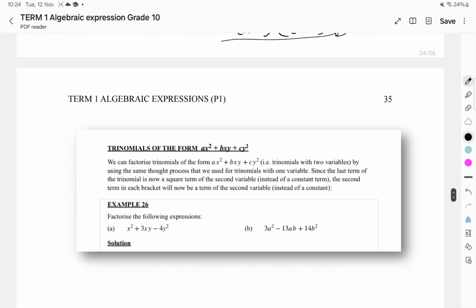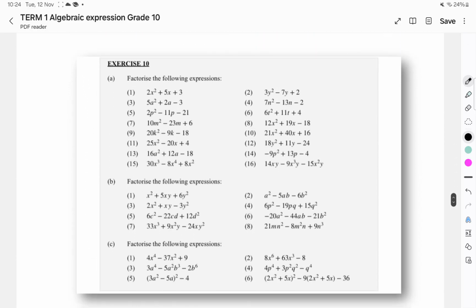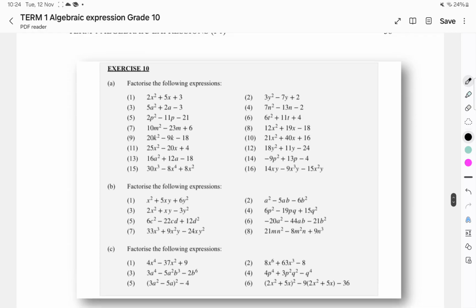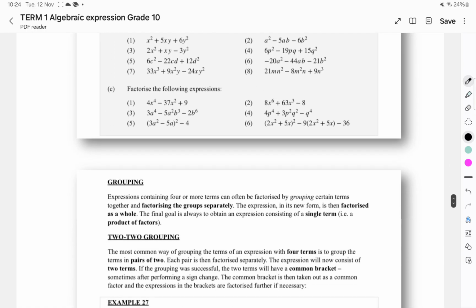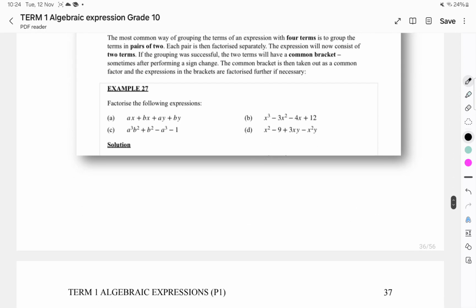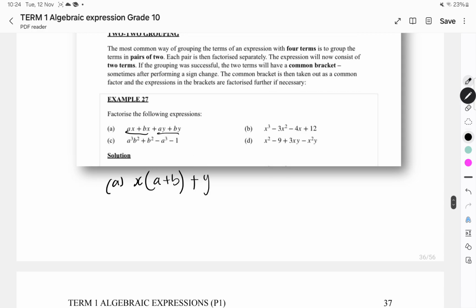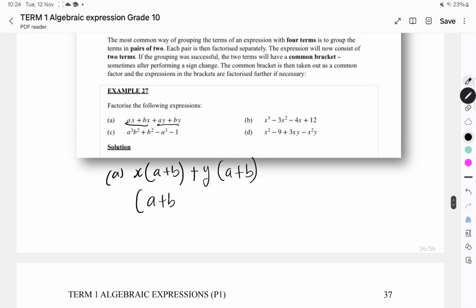So I'm going to end there with the trinomials. We are still left with grouping that we have to do, but I can just show you an example. If you group, you can take x out of the first pair with common factor a plus b, and then y times a plus b. Then it's a plus b and then x plus y. So that's grouping for you.